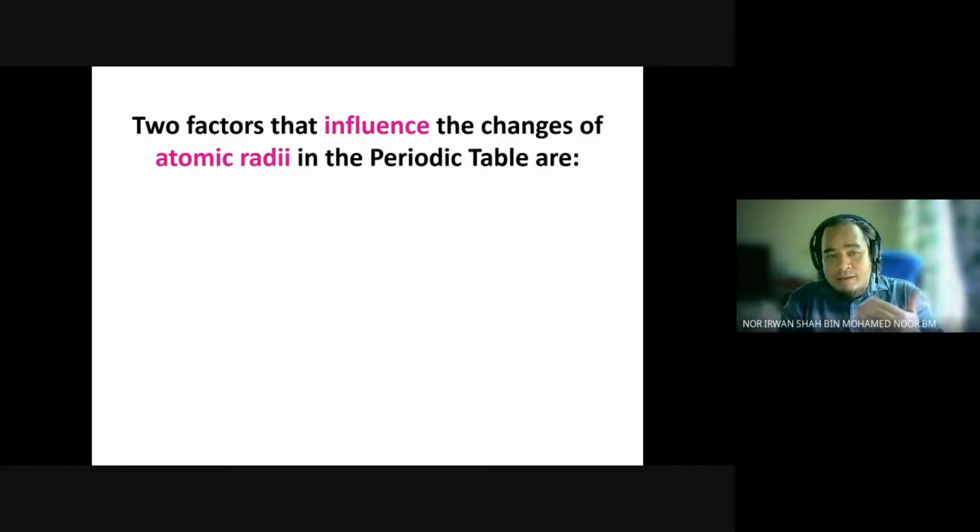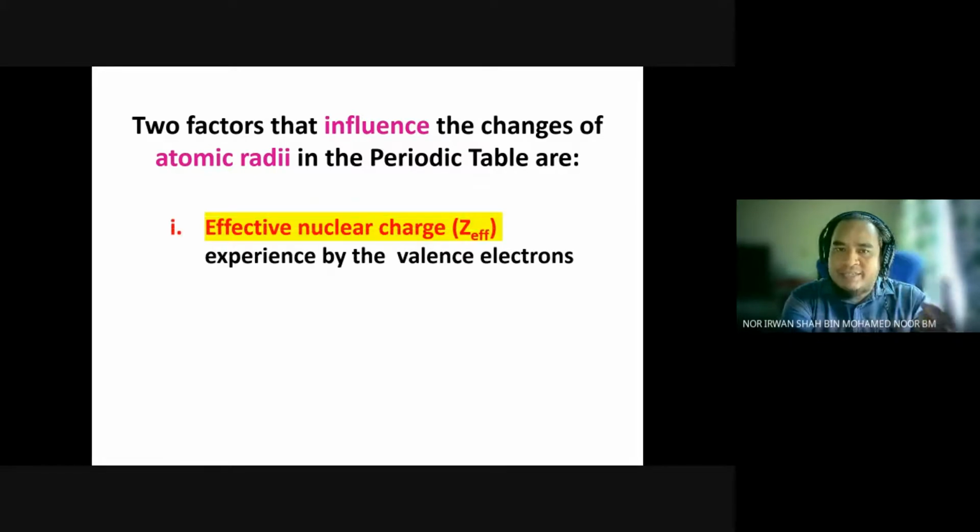Especially bila kita nak explain the changes in this atomic radii. So what are those two factors? The first factor is, inilah dia. Nampak tak? Yang awal-awal tadi saya dah terangkan kepada you all. Sebab tu saya kena terangkan kepada you all dulu. Saya nak you all faham betul-betul dulu what is effective nuclear charge. Kenapa? Because effective nuclear charge guys, it is also one of the two factors yang akan menentukan how big or how small is the atom, sama ada kita move across period ke ataupun down a group. Itu kita akan tengok sekejap lagi. Okay, this is the first factor.